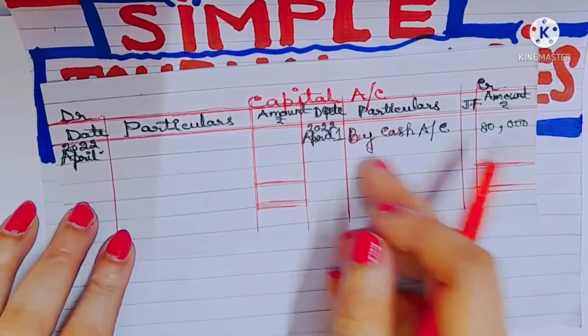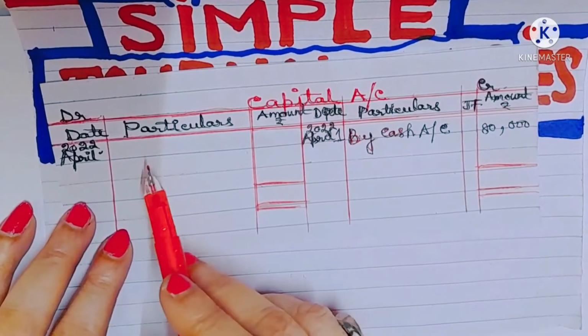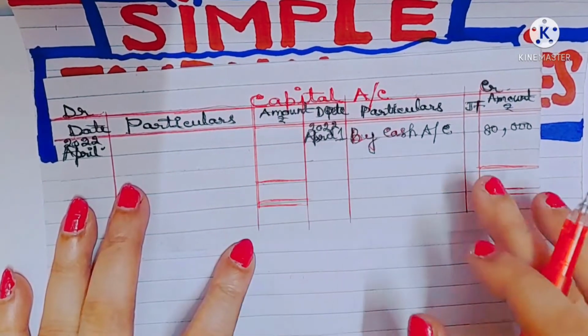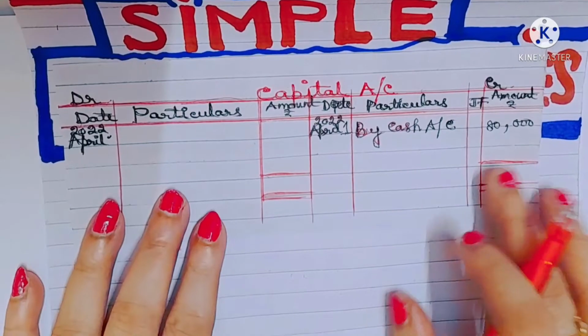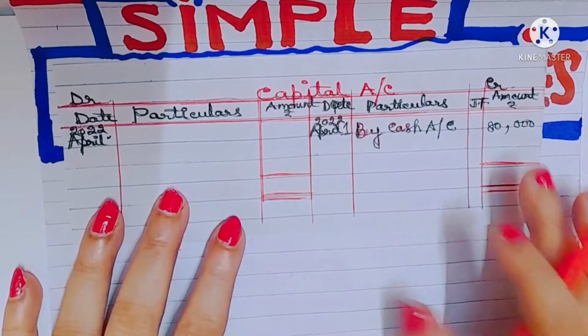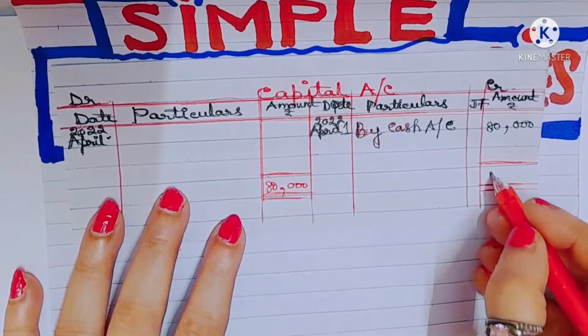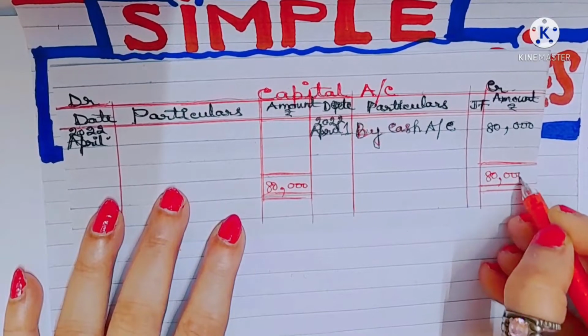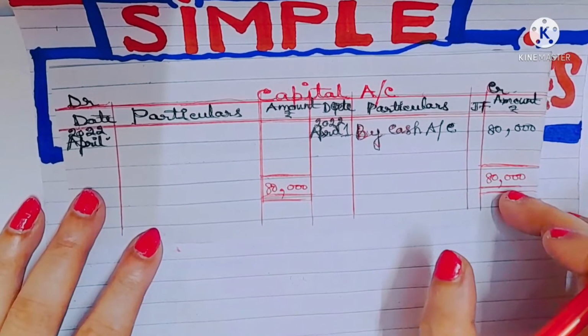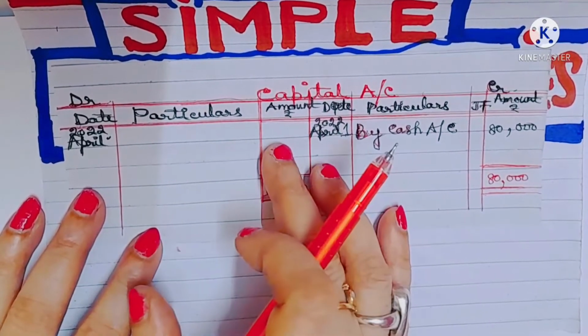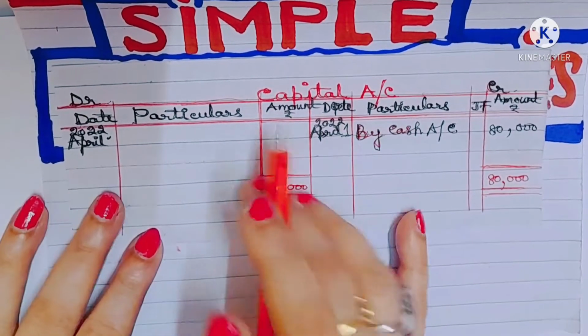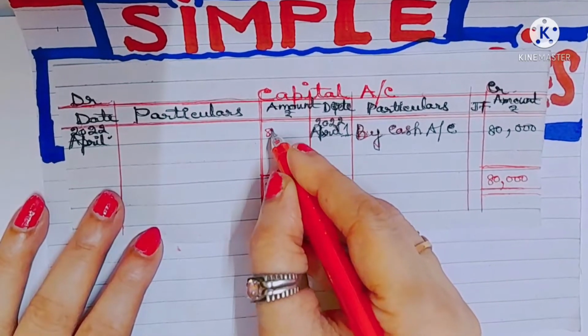Which side is greater? Credit side. Debit side, there is nothing. Since credit side is greater than debit side, we'll write the credit side's total on both sides. I've told you many a times. So where is the shortfall? The credit side's total is 80,000, debit side 0. So deduct 0 from 80,000. This will give you 80,000 as well.